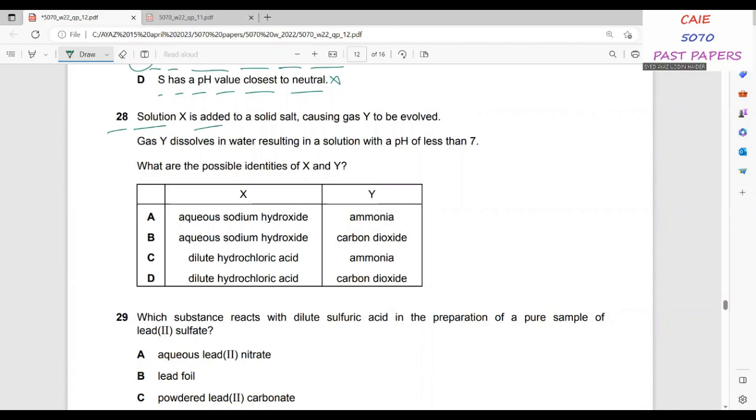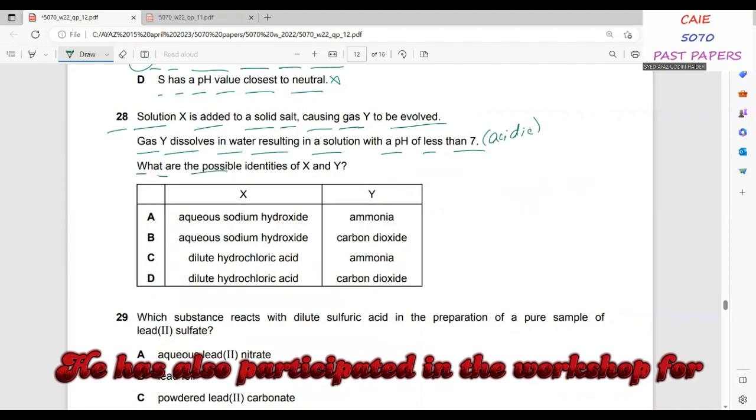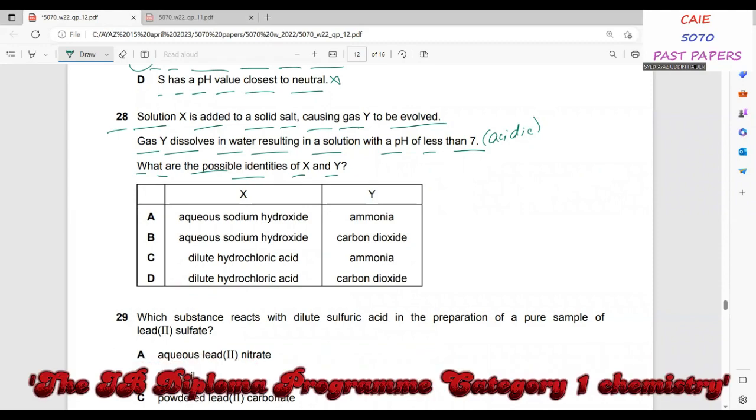Solution X is added to a solid salt, causing gas Y to be evolved. Gas Y dissolves in water, resulting in a solution with a pH of less than 7. It must be acidic. What are the possible identities of X and Y? Well, look at the choices. In A, you have aqueous sodium hydroxide, and Y, the gas, is ammonia. So the gas is acidic, so you can't have ammonia. So automatically choices A and C are incorrect. We are left with B and D.